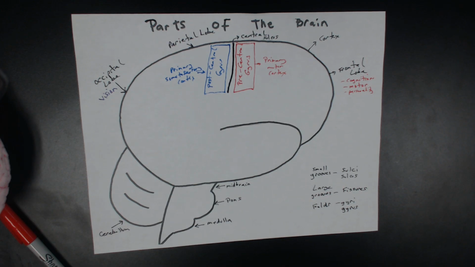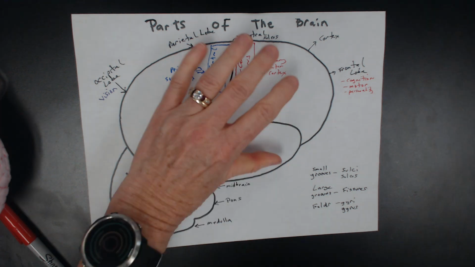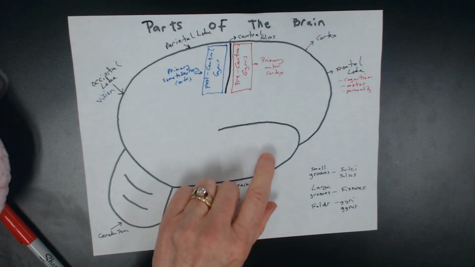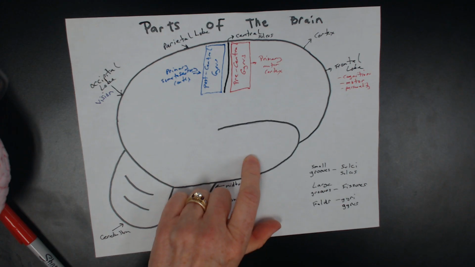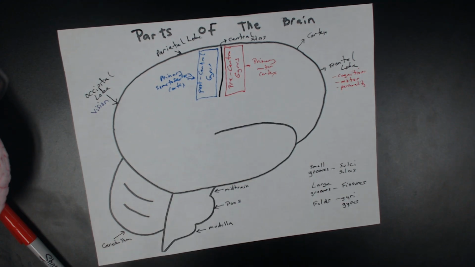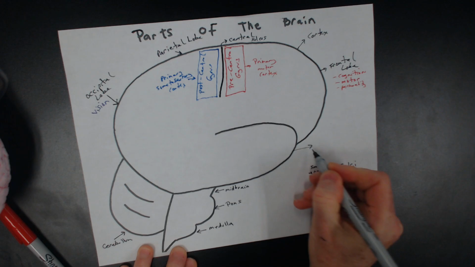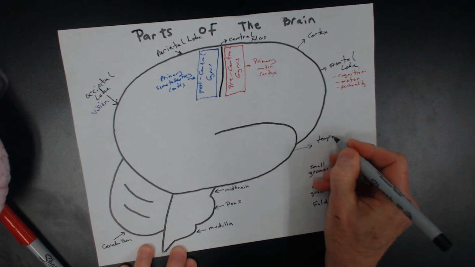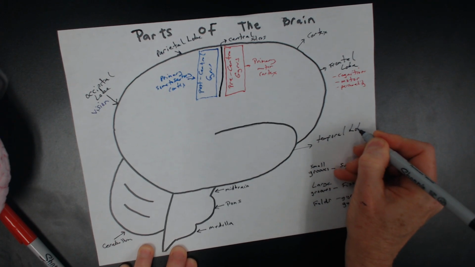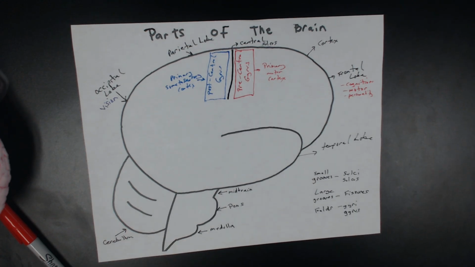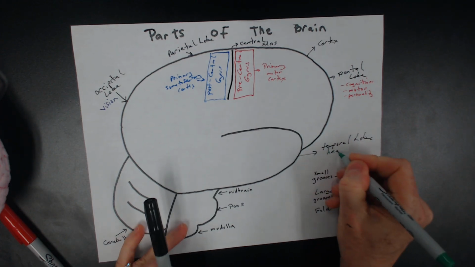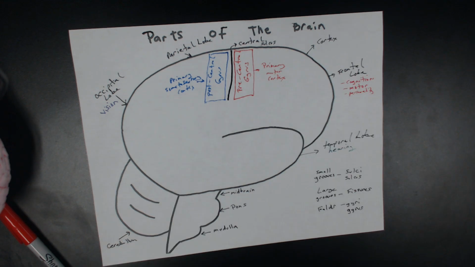Let's talk about this here, the thumb of the boxing glove. Does anybody know the name of this lobe? Temporal. Yeah, temporal. Temporal lobe. And what's the temporal lobe associated with? Hearing? Yep, hearing. Or processing auditory information specifically. It's associated with hearing.